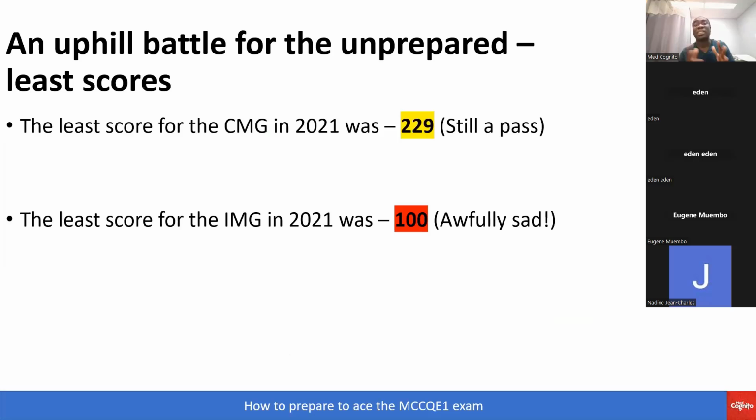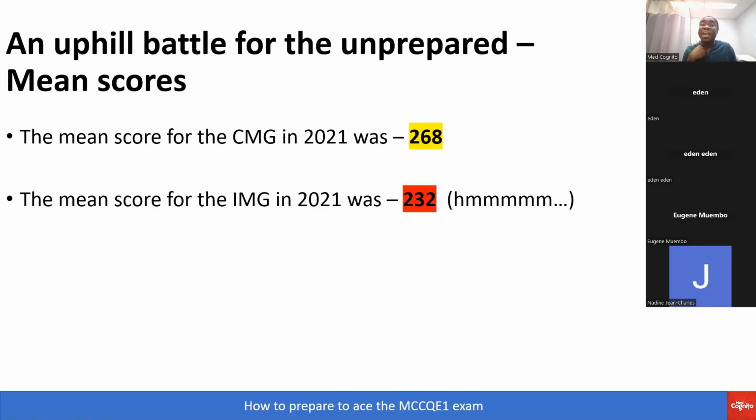And what do the statistics say? I went through some statistics from the Medical Council of Canada. In 2021, the lowest score among the Canadian medical graduates was 229, which was still a pass. That was during the COVID period. The lowest score among IMGs, of which the majority of the candidates here are, was 100. Somebody in the IMG group in 2021 got that score, so the person did not do anything in the exam.